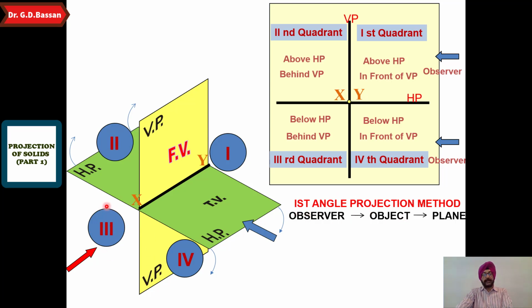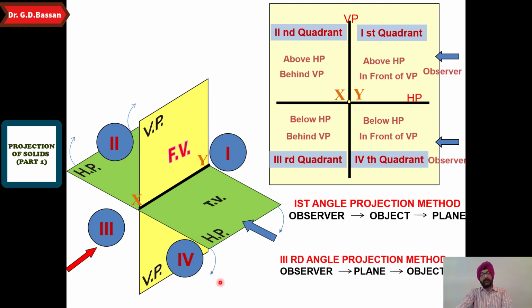If we keep the object in the third quadrant, and you are always seeing from the right hand side, here in the third quadrant your plane is between the observer and the object. So in whatever direction you are seeing the object, in the same direction you get the view. You get the front view below the XY line, and your top view will be above the XY line. If you see the object from the left hand side, the view will be on the left hand side, and your right hand side view will be on the right hand side.